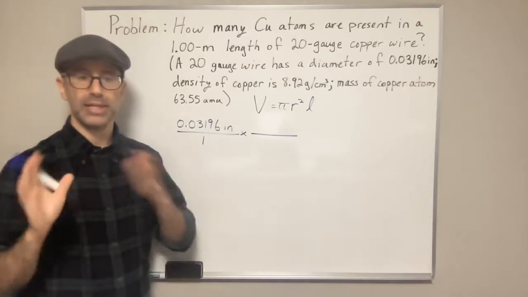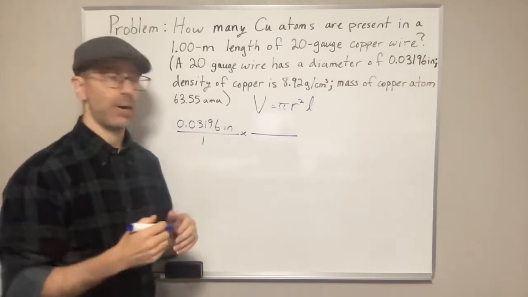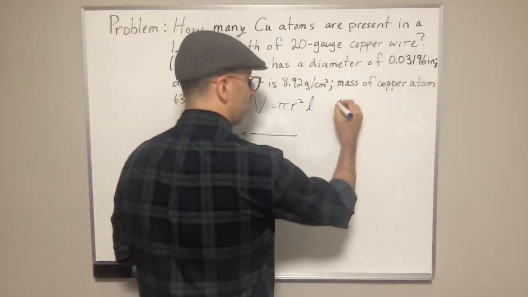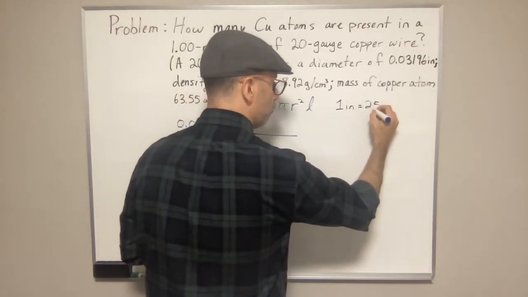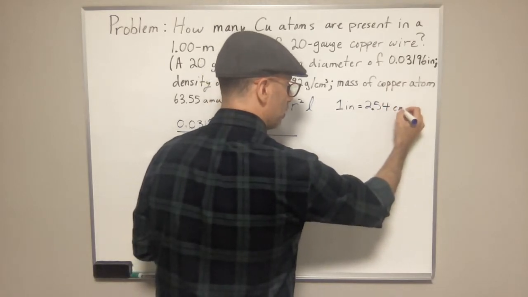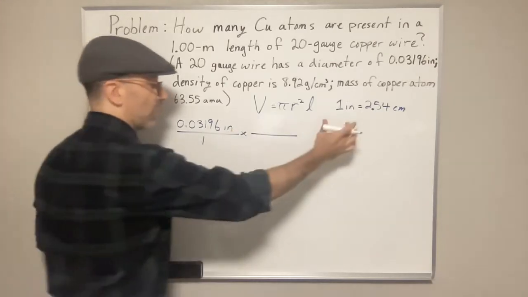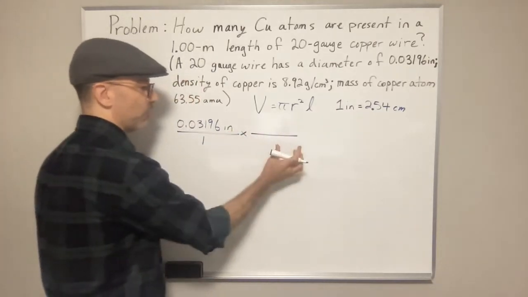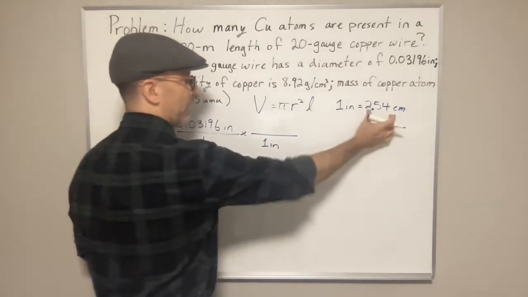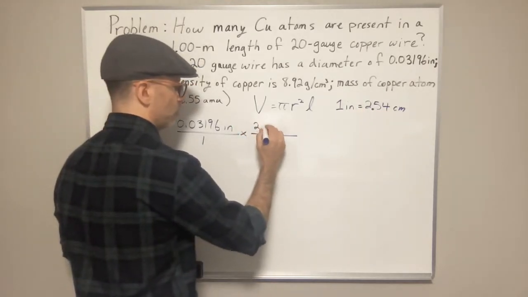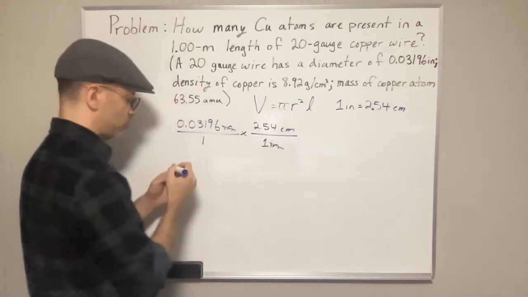So we need a relationship between centimeters and inches. If you don't know this, this is a good one to know. It's very popular. We know that 1 inch is equal to 2.54 centimeters, and that is an exact relationship. It's true by definition. So we're going to put inches on the bottom, since we have inches on top and we want that to cancel out. We put 1 inch on the bottom and the 2.54 centimeters on top. So inches cancels out.